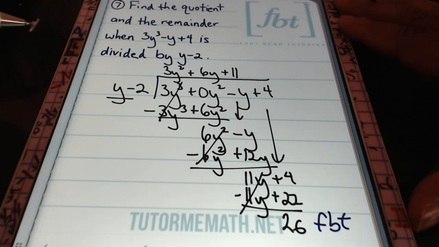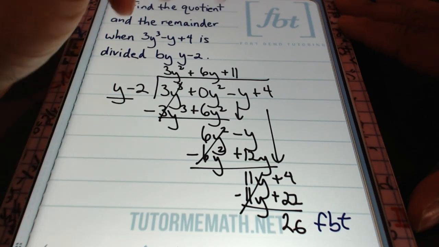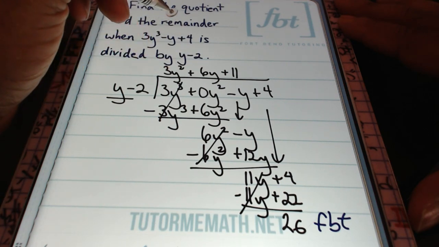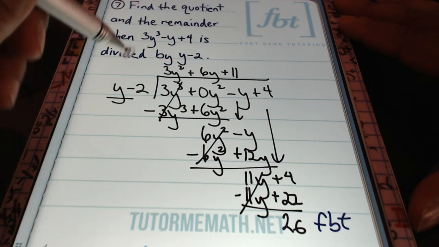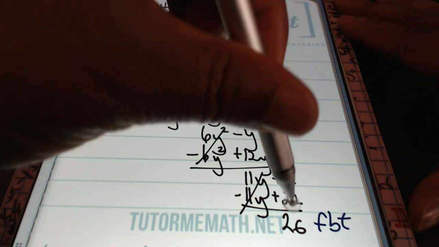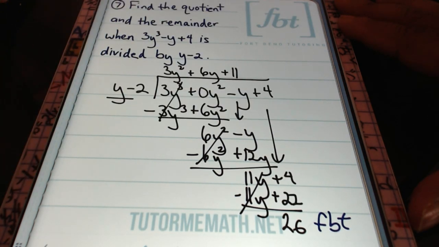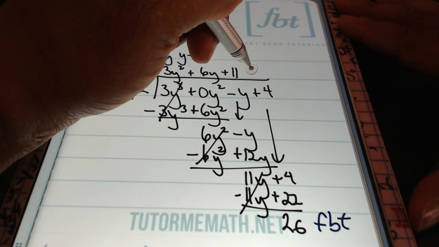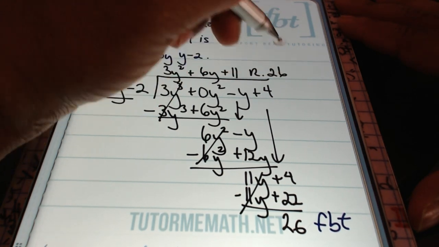So the quotient, ladies and gentlemen, is going to be 3y squared plus 6y plus 11. However, because y can't become 26, as a polynomial, as a monomial, then you're going to end up with 26 as your remainder. And since the question is asking separately for the quotient and the remainder, we're going to say that the remainder is 26 in this case.